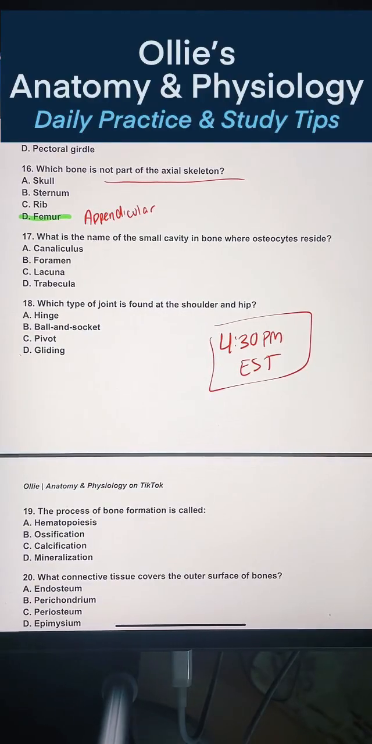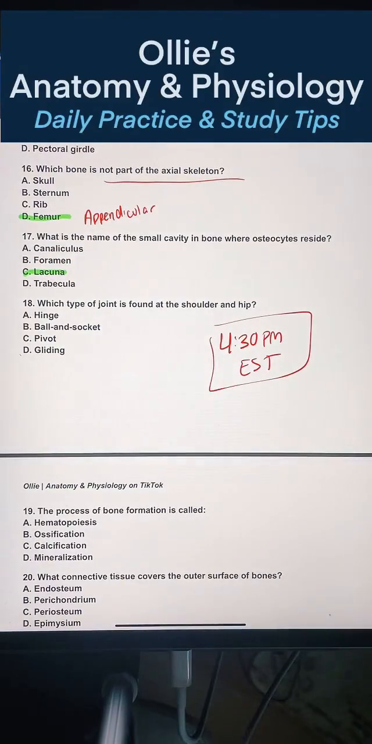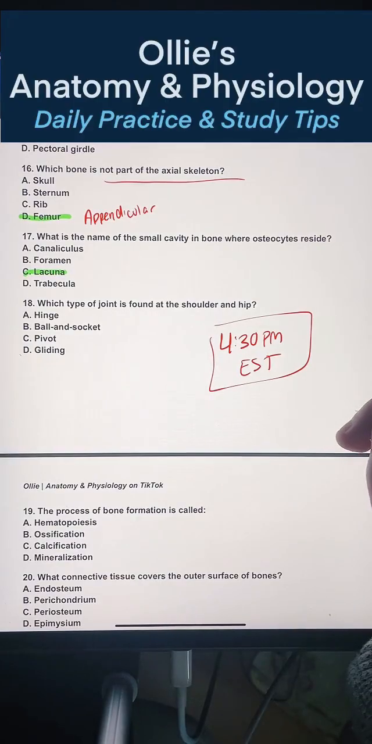Number 17, the answer is C. It's the lacuna. Those are the small cavities where osteocytes are going to reside. Answer choice A, those would be the canals in between. Number 18, what type of joint is found at the shoulder and hip?